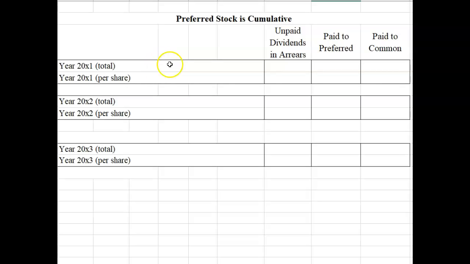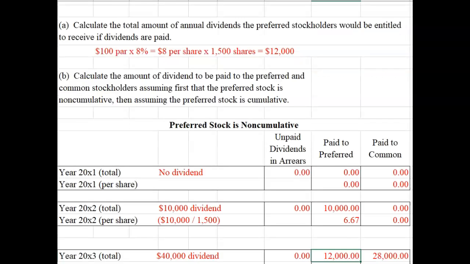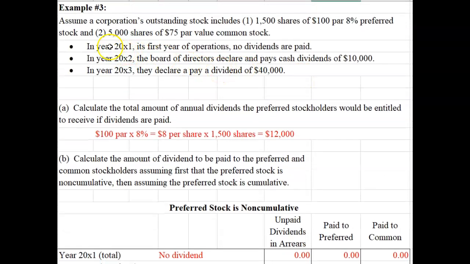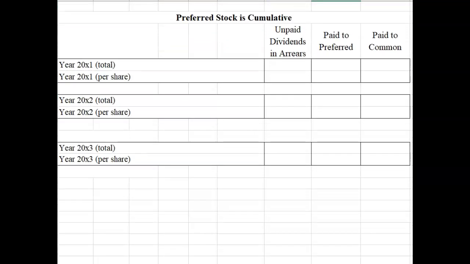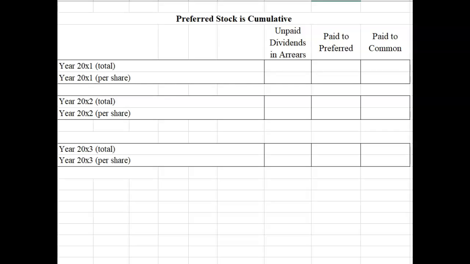In 20X1, there were no dividends paid. That comes from right here. 20X1, first year of operations, no dividends are paid. So of those no dividends paid, calculate how much preferred would get and how much common would get. Yes, you are absolutely right. If no dividends are paid, then obviously preferred stockholders got nothing and common stockholders also got nothing.